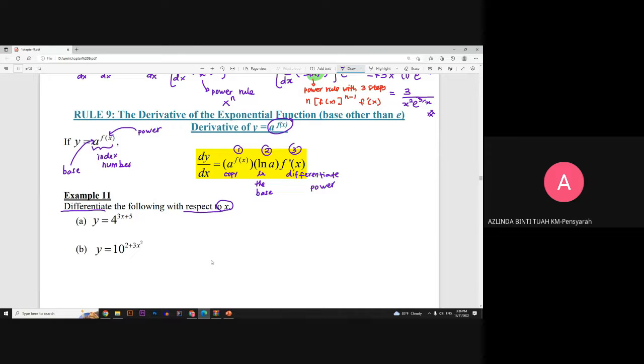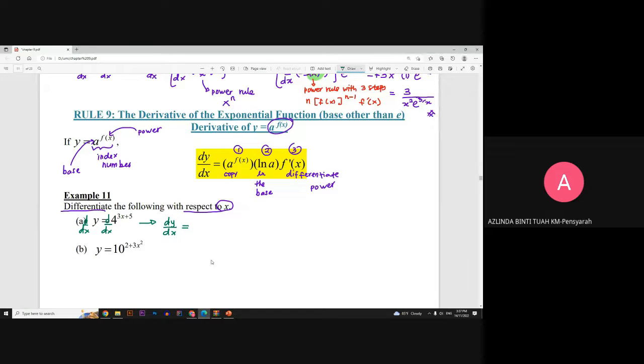Okay, so go to example 11. Actually the question asks you like this: differentiate x for the left hand side and differentiate the power of 3x plus 5 for the right hand side. Since there is no x on the left, we just copy back everything on the left. On the right, we will follow these 3 steps.